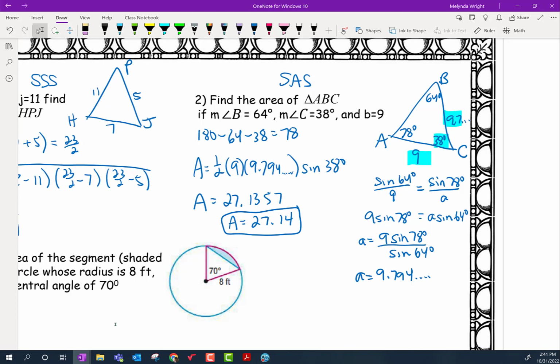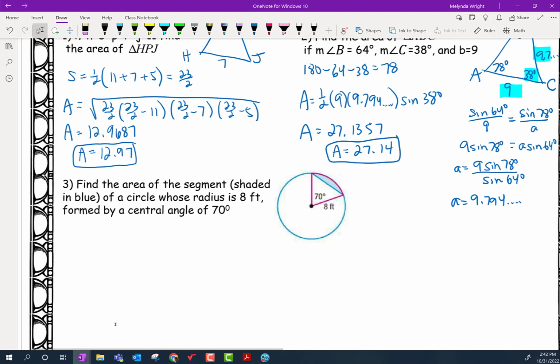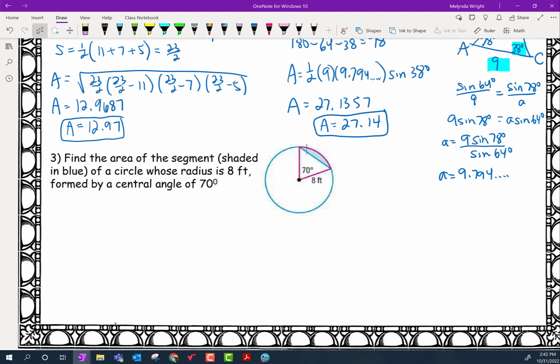Okay. So the last one is really, part of it is a blast from the past, but let's look at what we're doing. So they want us to find the area of the segment, the blue part basically. The radius of the circle is 8 feet and the central angle is 70 degrees. So let's think about that for a second. That portion outlined in pink, do you see that right there? Do you remember what that's called, that portion? The whole portion is what? Starts with S?